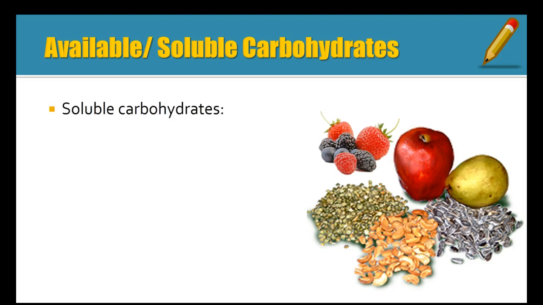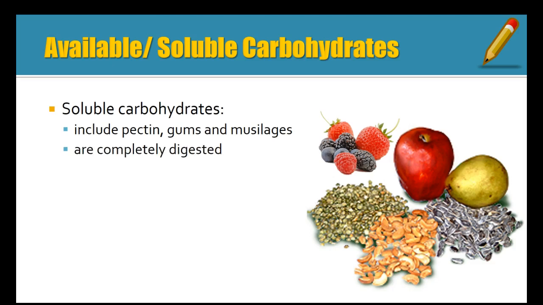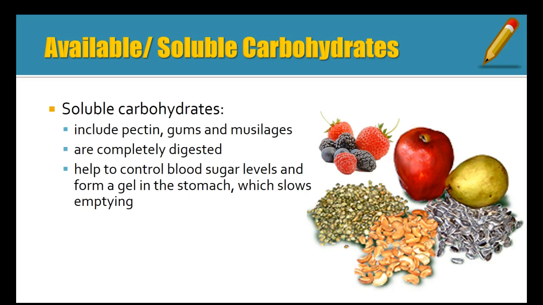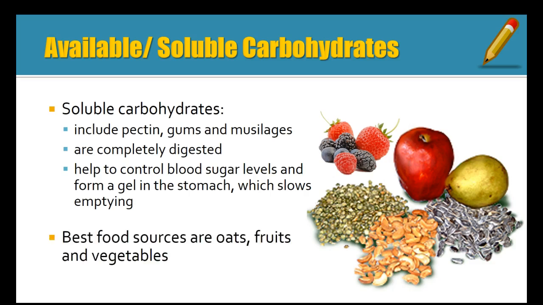Some carbohydrates are called available or soluble carbohydrates. They include your pectins, gums, and mucilage, and they are completely digested. Their role is to help control blood sugar levels, and they form a gel in the stomach, and that slows emptying, which means it keeps you fuller for longer, so you don't feel as hungry as often. Really good food sources include oats, fruits, and vegetables. Often if you have oats for breakfast in the morning, you'll find that you won't actually be hungry until recess, if not lunch.